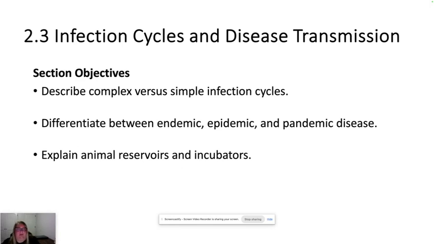Our second objectives for 2.3 are to be able to describe a complex versus a simple infection cycle, be able to differentiate between endemic, epidemic, and pandemic diseases, and be able to explain animal reservoirs and incubators.